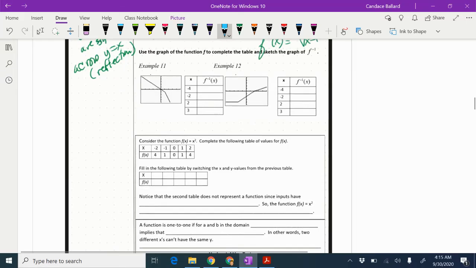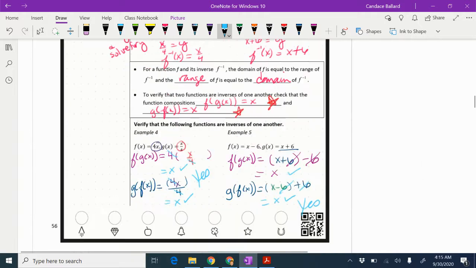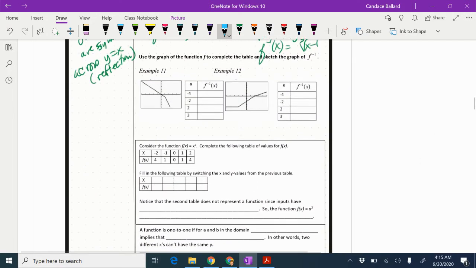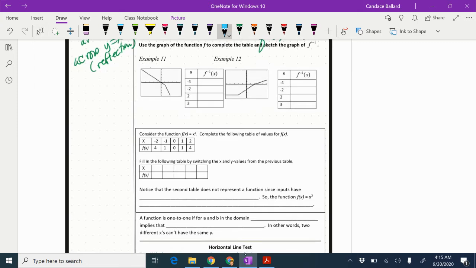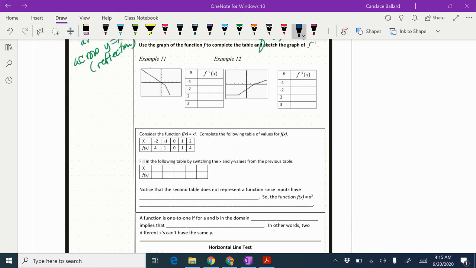So today we're going to be continuing with topic 2.6, inverse functions. I think my examples got a little out of order of this box. So we're going to start actually with this box right here. We're going to consider the function f of x equals x squared, and complete the following table of values for f of x.